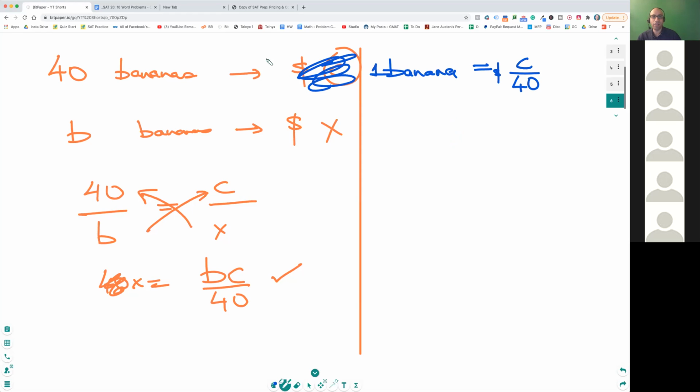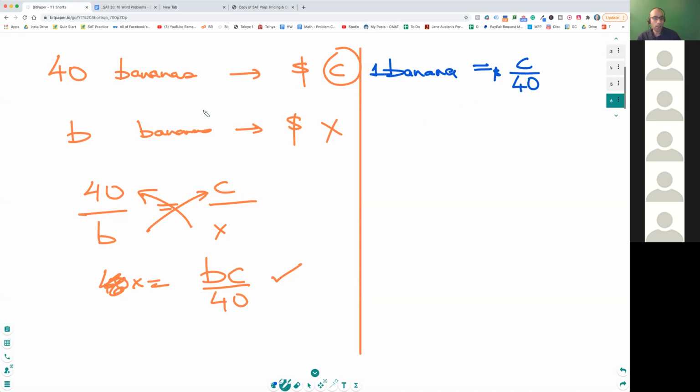This would be so easy if instead of C you had, let's say, $80. Can you now easily see the cost of one banana? Oh yeah, it's so obvious. It's $2. 40 bananas cost 80. So intuitively you know it, but when you come to algebra, you might be confused. So it's 80 over 40, but 80 is C. So one banana is C over 40.